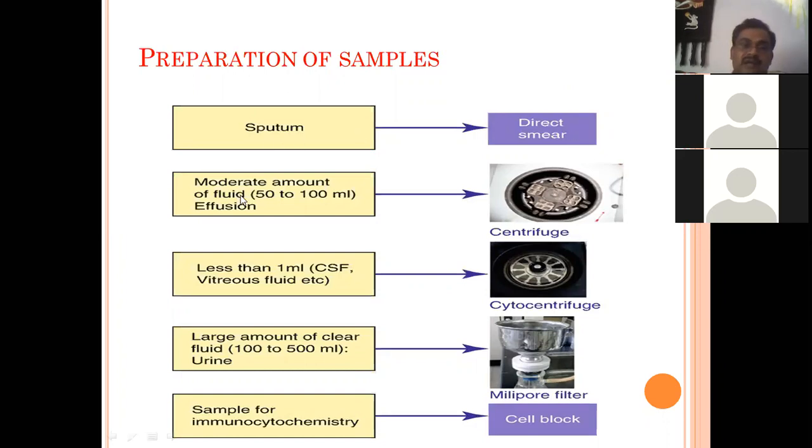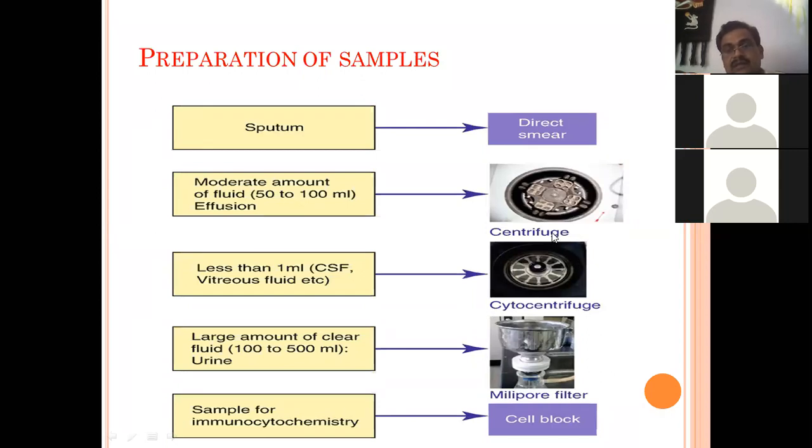But when you are collecting fluid in an amount of about 50 to 100 ml, you need to centrifuge it to get the necessary cells. So when the fluid is of moderate amount, you have to centrifuge it. And if the volume is very minimal, the collection of this fluid is very minimal, then you have to use a cytocentrifuge.